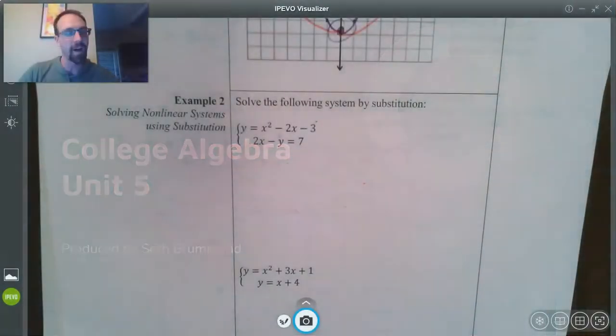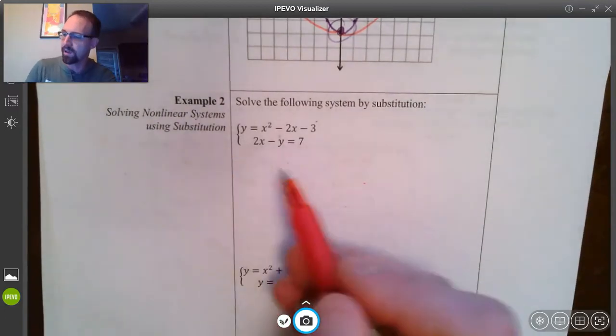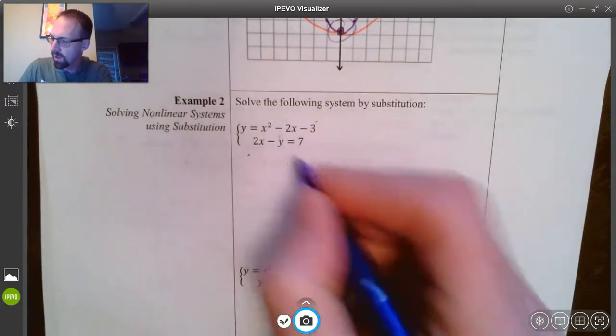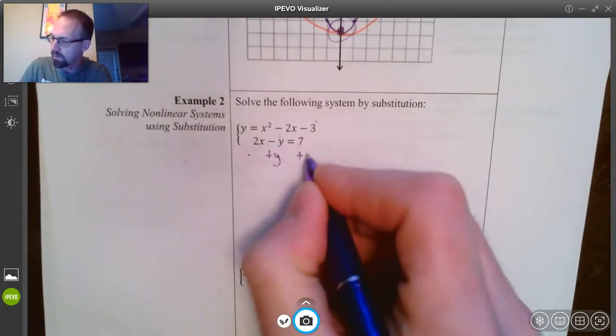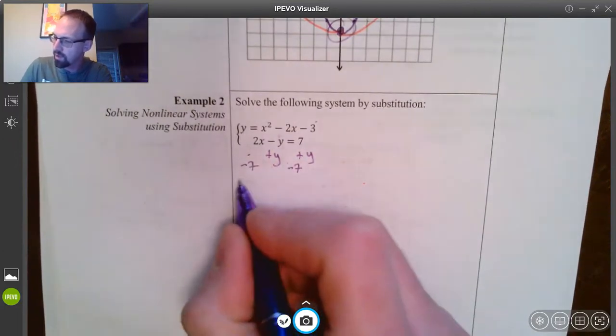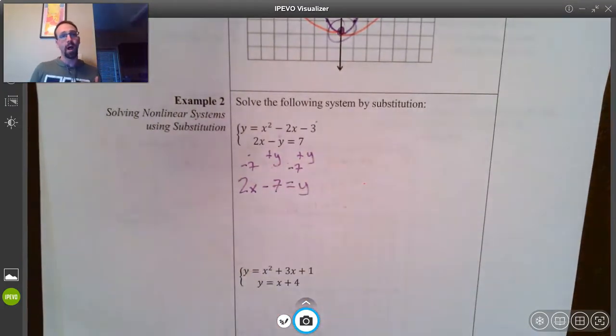Example 2, solving the following system by substitution. With this, it's actually a lot easier to solve both equations for the same variable. So in the first equation, I have y equals. In the second equation, I'm also going to solve for y equals as well. So let's add y on both sides, and then subtract 7 on both sides. So that gives me 2x minus 7 equals y. So I have y solved for both.